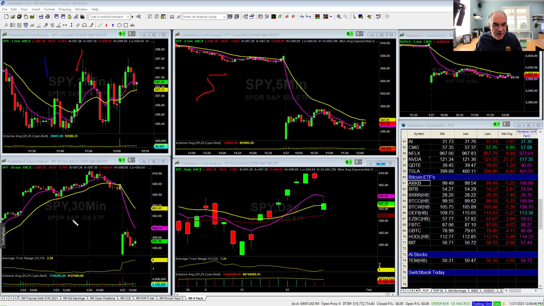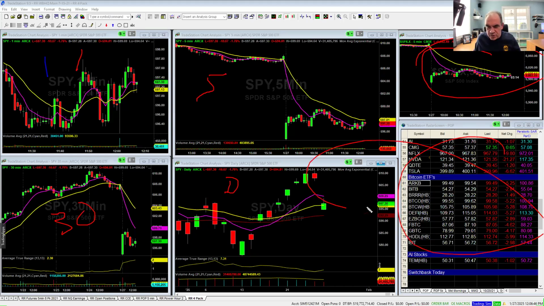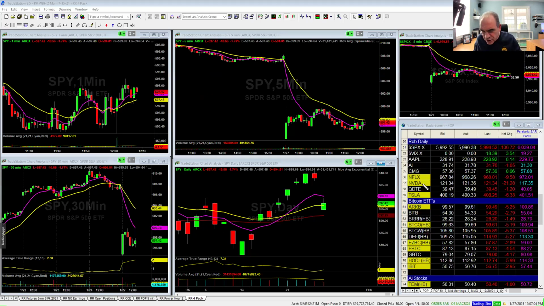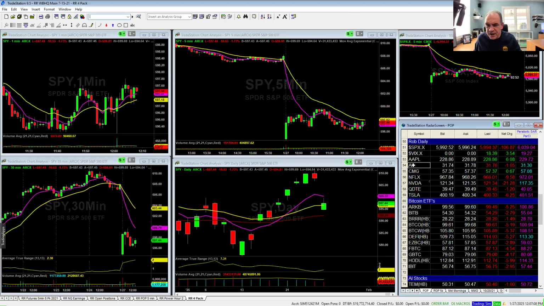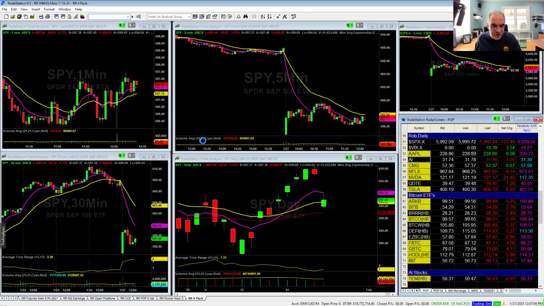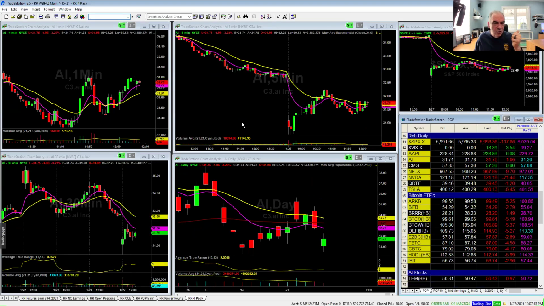1, 5, 30, and daily, right? This is an S&P chart right here that I'm just able to see. And then, of course, what's on the bottom right there is just my candidates. So if I wanted to switch over to AI as an example, I just click on it and it changes everything over to AI. I've got Omega charts running in real time. I've got TradeStation running in real time, and I've got Zoom open, which is horrible as far as a memory draw goes. So it's crushing on me.